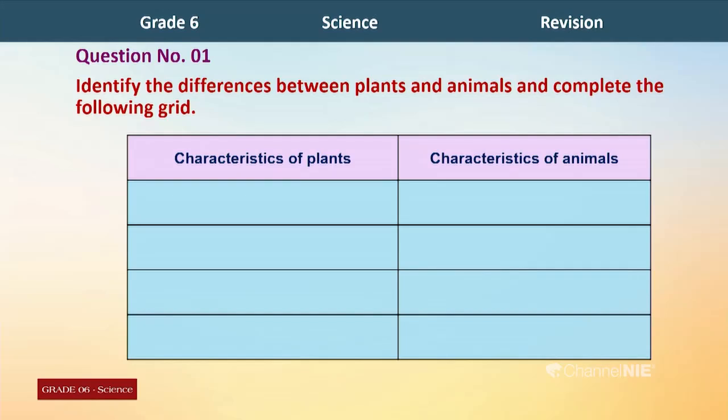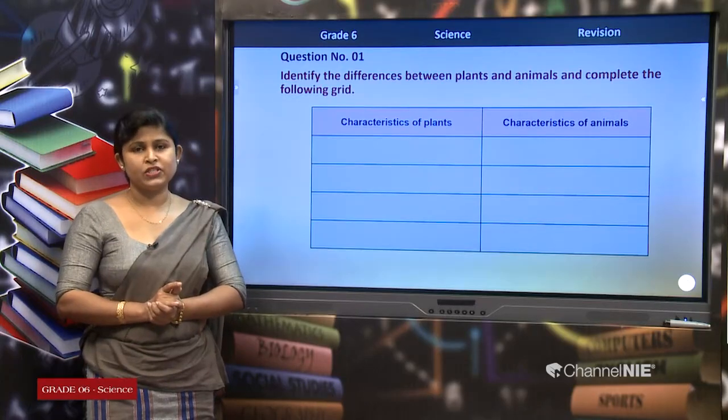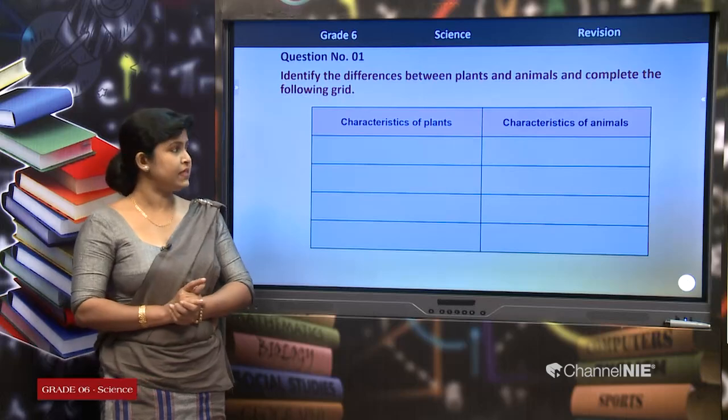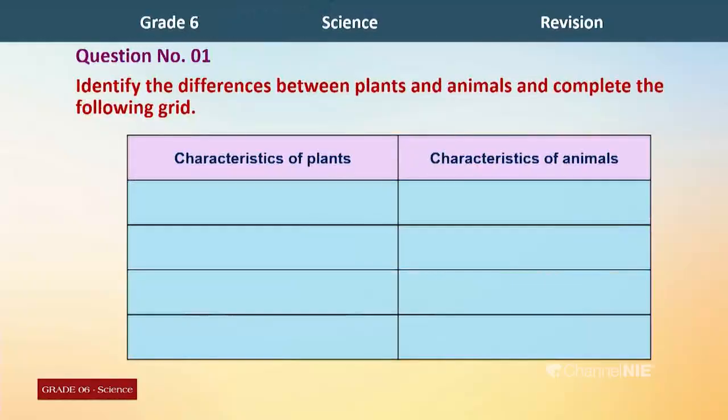Identify the differences between plants and animals and complete the following grid. Right? I am sure that you have got your writing book in your hand. So, you have to take down the question. You can draw the grid in your writing book and let's see the answers. Characteristics of plants. On your left side, you have to list out the characteristics of plants, and on the other side, you can list out the characteristics of animals. Then you can check whether your answers are similar to my answers.